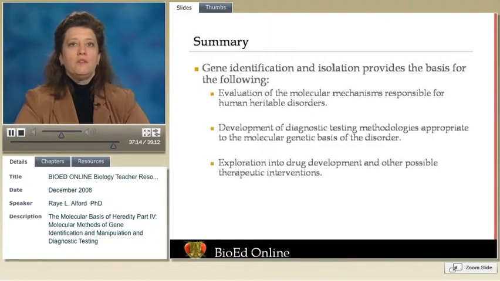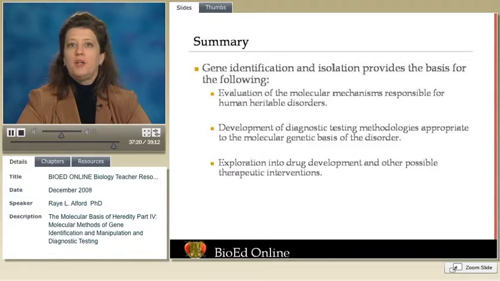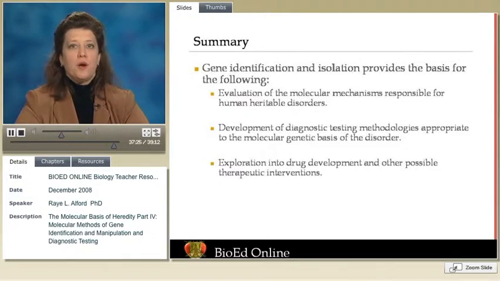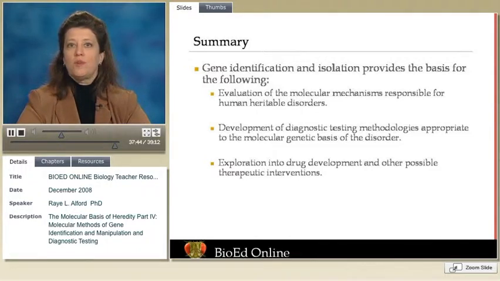In summary, gene identification enables investigation into the causes of genetic disorders, the development of diagnostic tests for genetic disorders, and the exploration of new therapies. A variety of genetic testing technologies are available, but not every technology is appropriate for every disorder. For example, while a karyotype is very effective for identifying Down syndrome, a chromosomal aneuploidy, it will not diagnose cystic fibrosis, a single gene disorder.